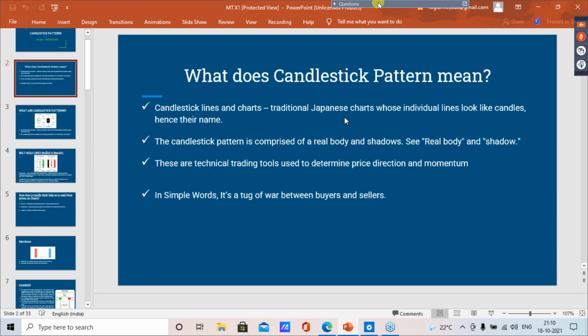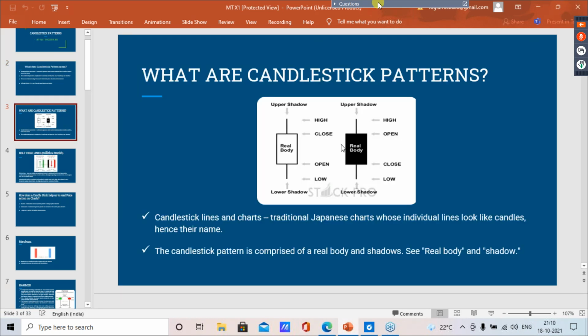So candlestick pattern forms one of the fundamental aspects of technical analysis because candlestick pattern will give you understanding about the psychology of the traders across the country. My definition of candlestick pattern is it's a tug of war between buyers and sellers. If a buyer is strong in the tug of war, he'll take the market upward. If the seller is strong, he'll win the tug of war and he'll take the market downward. So every candlestick pattern has two aspects: one is the real body and the other is the wick, the upper wick and the lower wick.